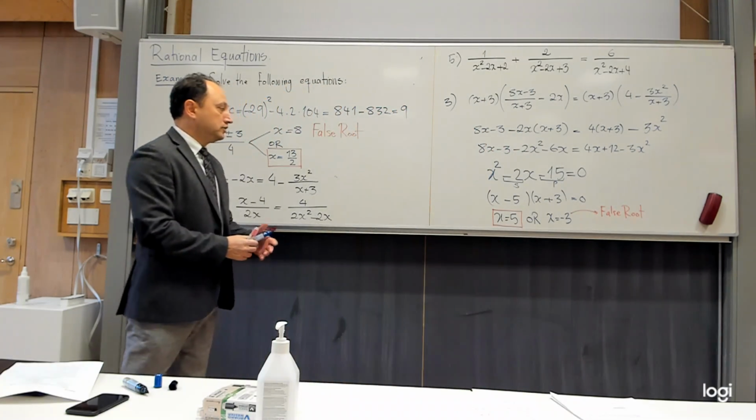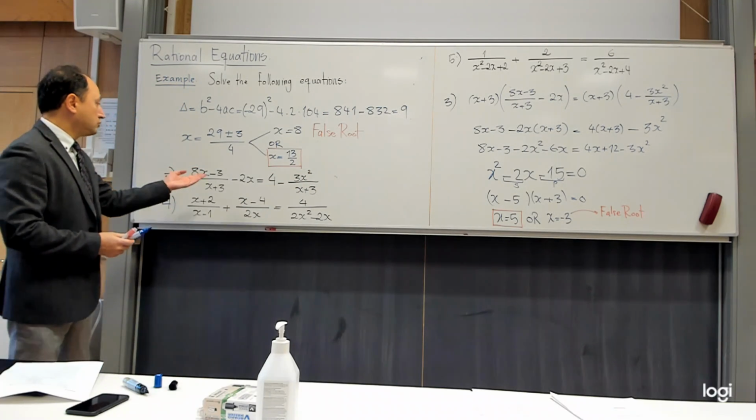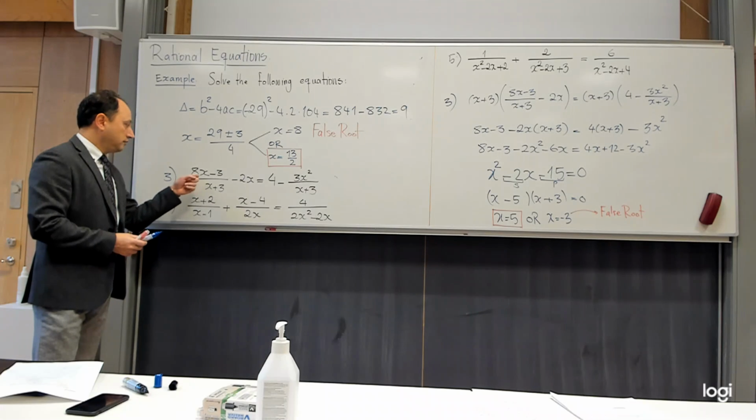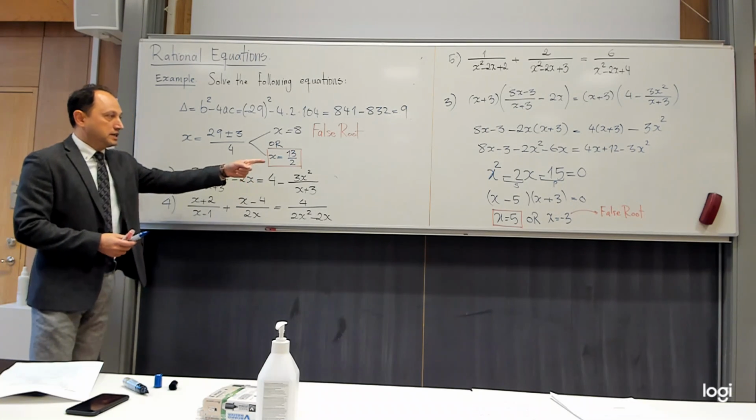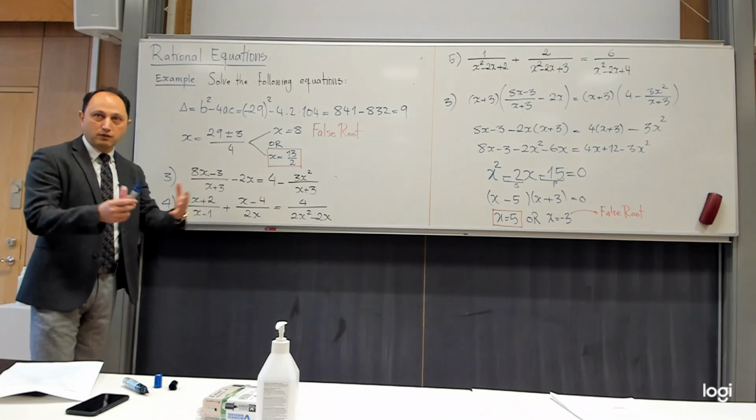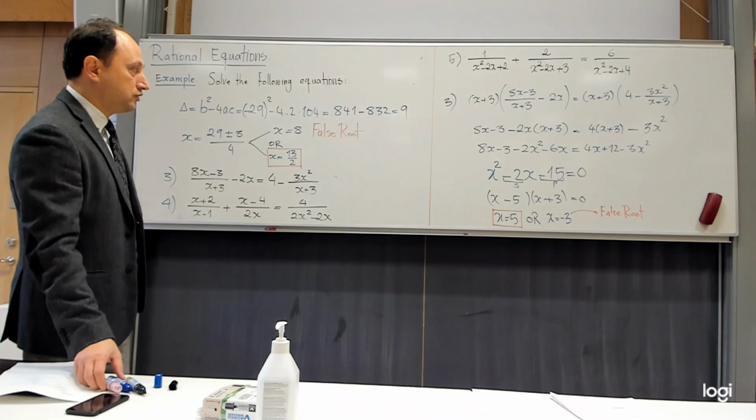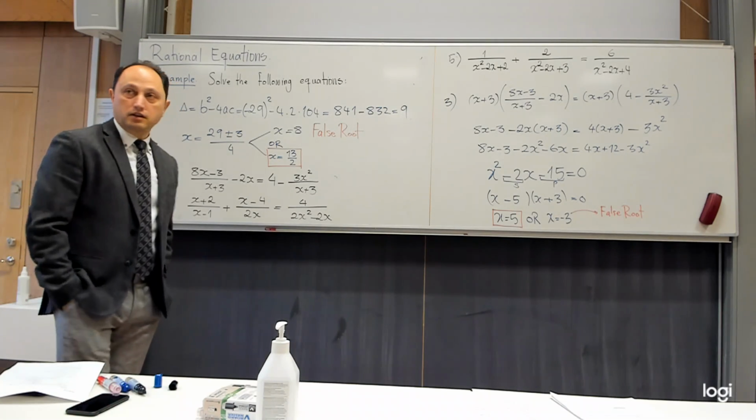If you really want to test that this answer is acceptable, you go to your original equation, wherever you see x, replace it with 5, and then calculate the left-hand side and the right-hand side, they will match. Yes, that's the way that you can test if you've done it correctly. Is that clear?